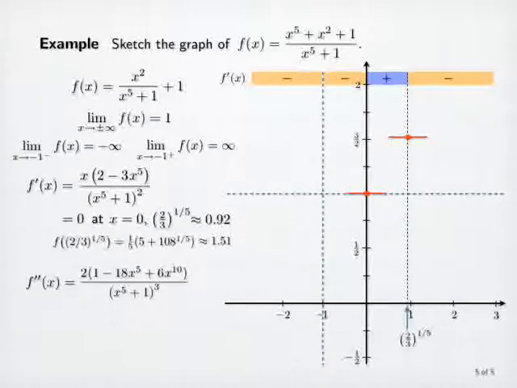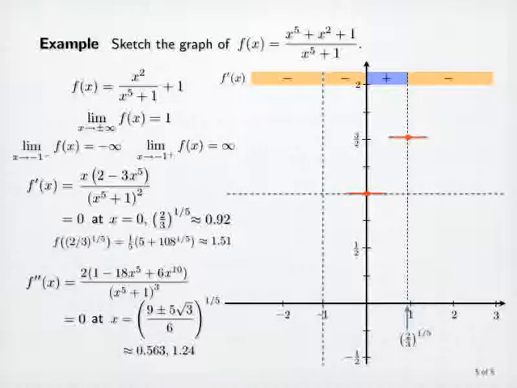which leaves us with 2 times 1 minus 18x to the fifth plus 6x to the 10th divided by x to the fifth plus 1 cubed. So let's now find out where f double prime of x is equal to 0. Using the quadratic formula, we can find the values of x to the fifth, which are 9 plus and minus 5 root 3 divided by 6. And the resulting values of x are the fifth root of 9 plus and minus 5 root 3 over 6. These numbers are approximately 0.563 and 1.24.